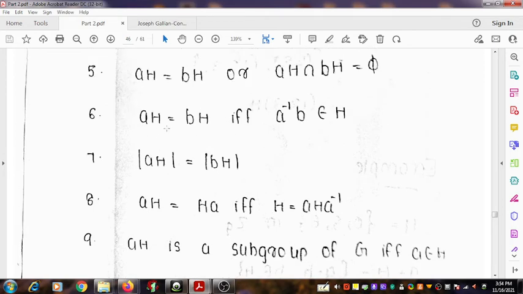Next one, the sixth property is that AH equal to BH if and only if A inverse of B is an element of H. If AH equal to BH, then A is present in BH and also B is present in AH, and vice versa. We have seen a similar situation. If the two left cosets are same, then you can show that the element A is present in BH and B is present in AH.